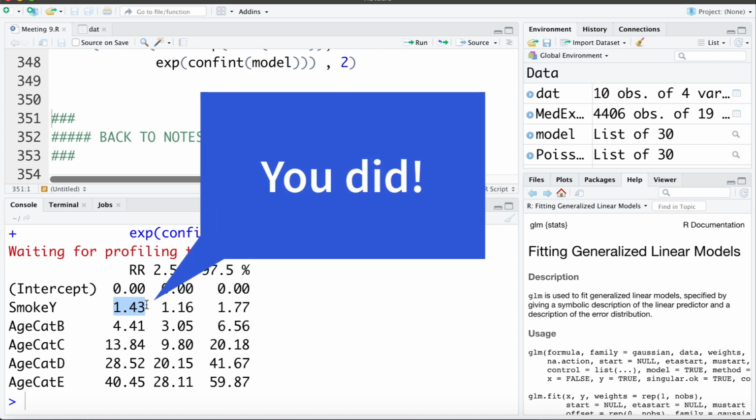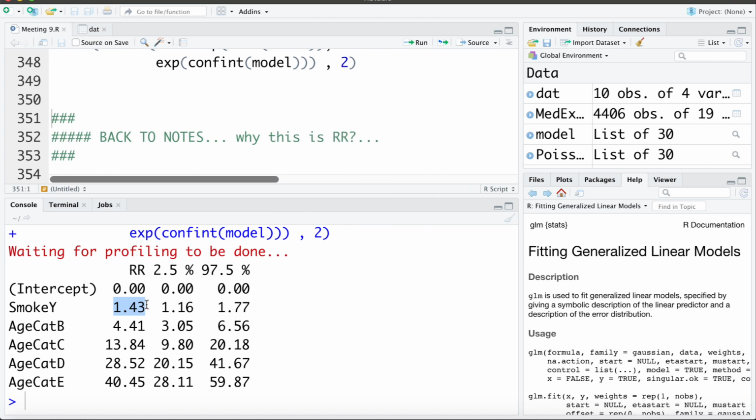Here we're looking at rate ratios. So this is the rate ratio for smoking. Someone who smokes is 43% more likely to die of lung cancer than someone who doesn't, adjusting for the age category. And here's the 95% confidence interval for that rate ratio. So that's how we can fit a Poisson regression model for rate data in R, and that's how we incorporate the idea of an offset into the model.